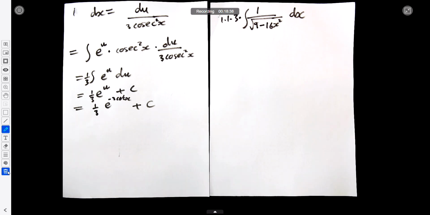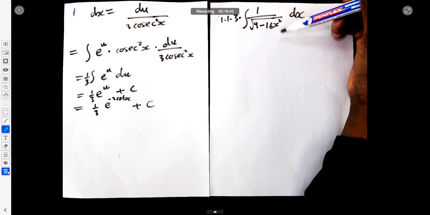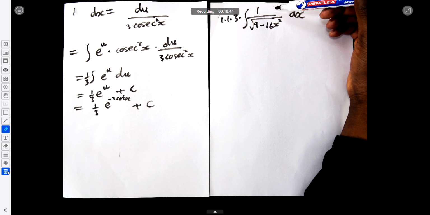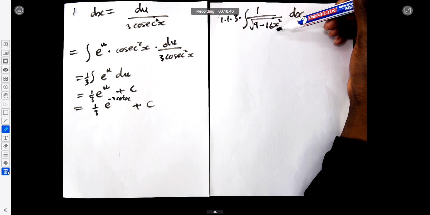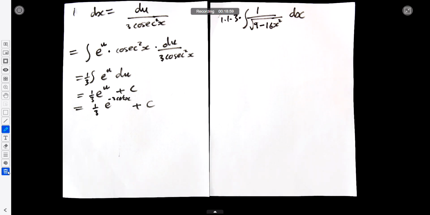Okay, let's inspect the functions now. The first thing we see in the numerator, we have a constant. In the denominator, we have a function inside the square root. So please, the moment you see one function in the denominator, try and think of inverse trigonometric functions. Always think of inverse trigonometric functions if you see square roots and you have functions inside the square root.